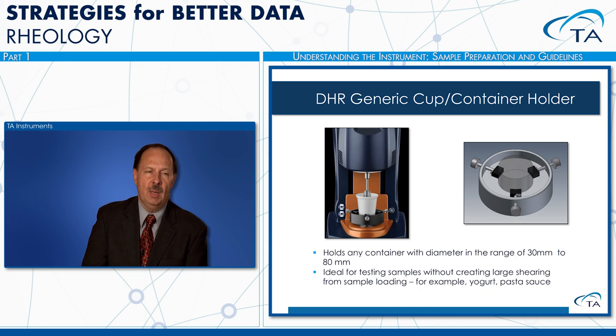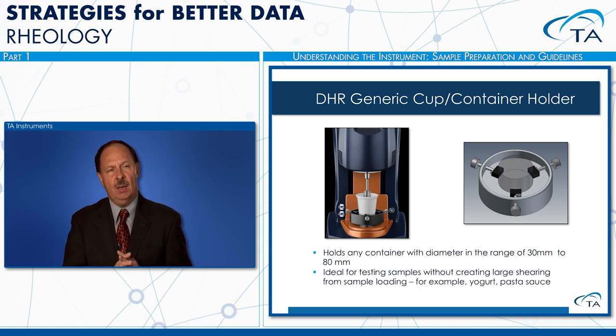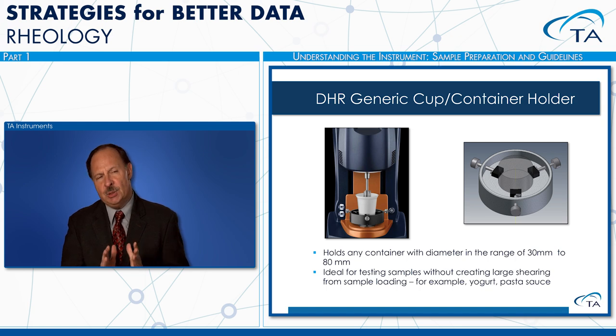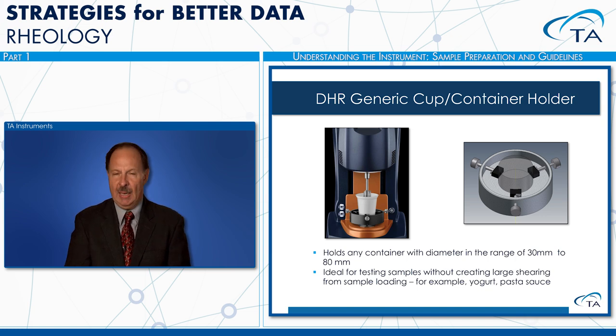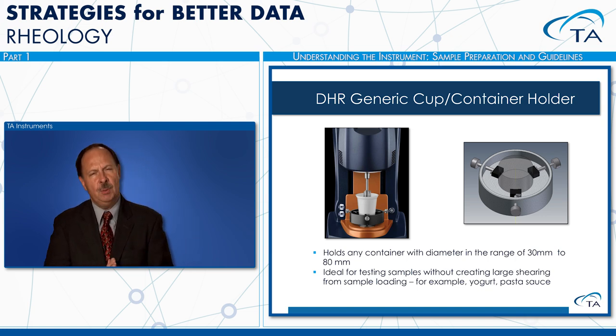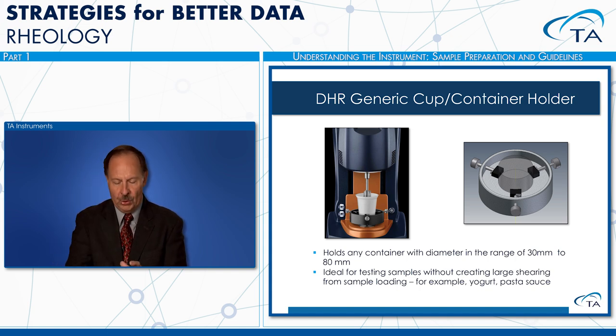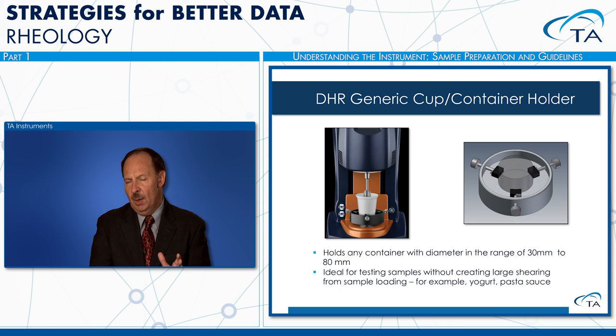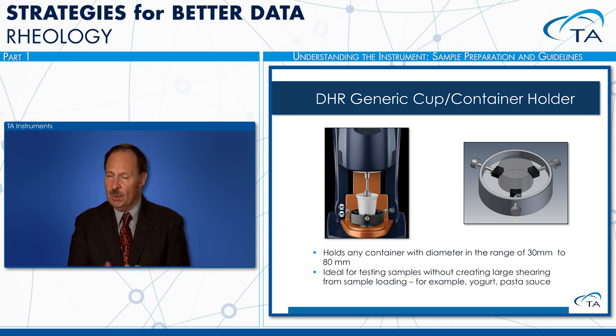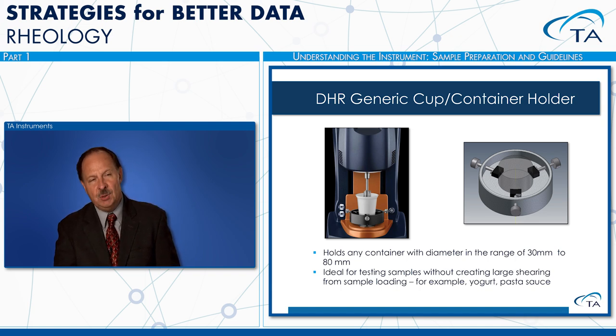This is an interesting geometry, not used all that often, where you do have the option of using a container, and the classic example of this would be a paint container, where you can get your paint just coming off the line, and you can put it on this lower cup holder, and this would be a Peltier, although you would really just do this at room temperature. You can put it in and lower your DIN rotor or your recessed end rotor, and you can get the viscosity of the material and see if you're getting the viscosity versus shear rate that you expect to get for your product. So this is another option that people have.